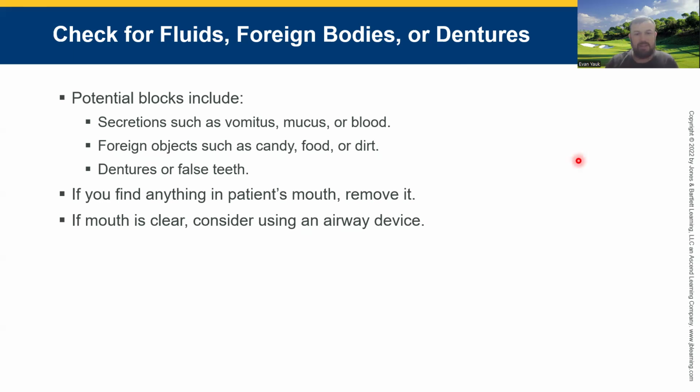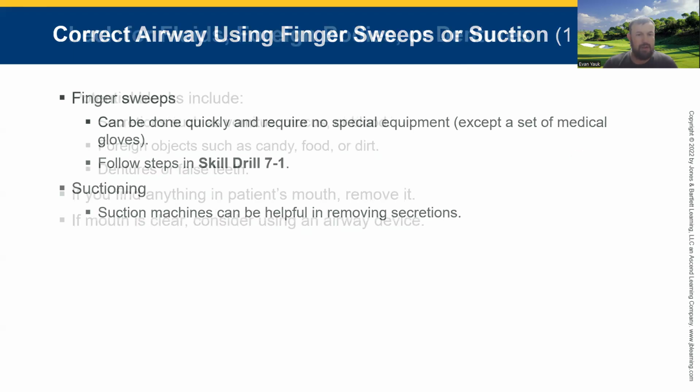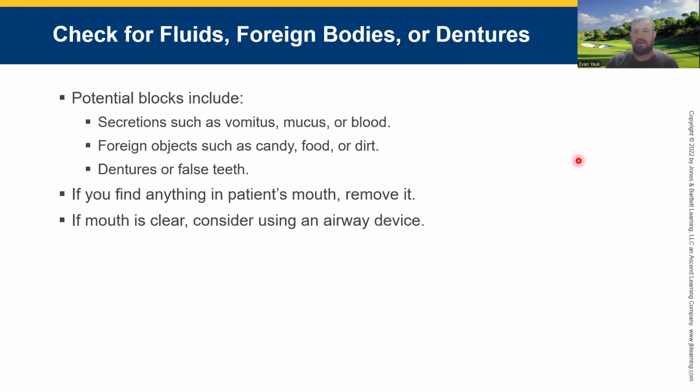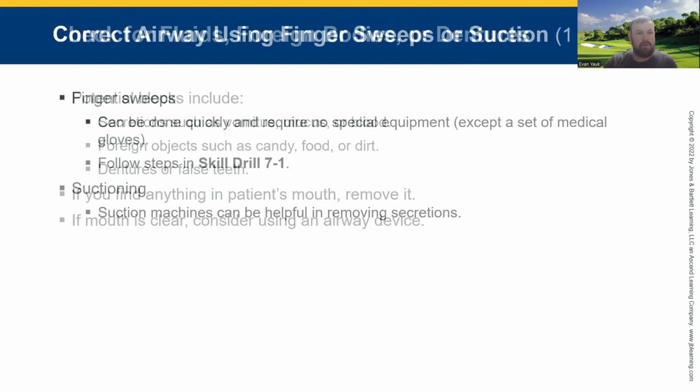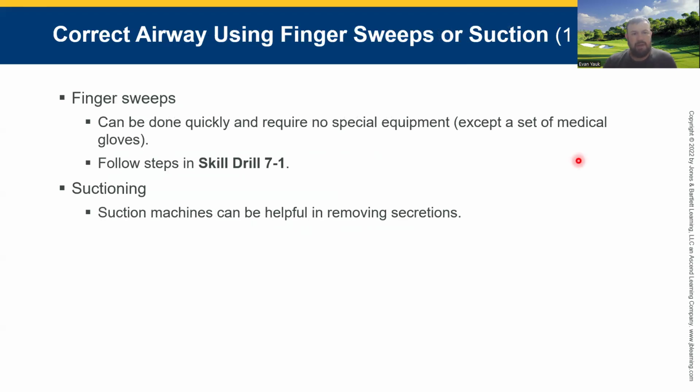If the mouth is clear, consider using an airway device. Okay, so airway devices, we're going to get into that here in a minute. So we're just going to move forward, and we'll talk about some of the airway devices that we can use. So the finger sweeps can be done quickly and require no special equipment except a set of medical gloves. Once again, PPE, right?